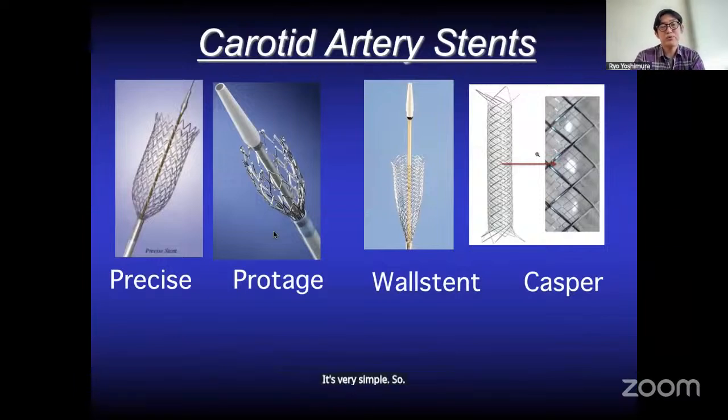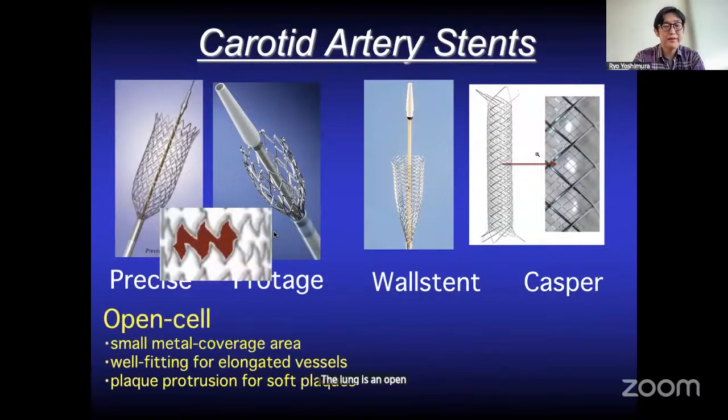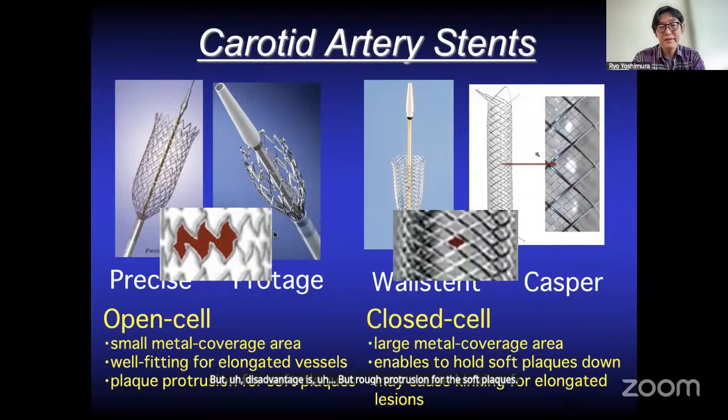So we have 2 types of carotid artery stents. One is open cell stents. The advantage is a small metal coverage area, and it fits well for elongated winding vessels. But the disadvantage is plaque protrusion for soft plaques. The second type of stents we call closed cell stents. It has a large metal coverage area. It enables holding down the soft plaques and covering them, but may cause kinking for elongated lesions because the stent is a little bit stiff.